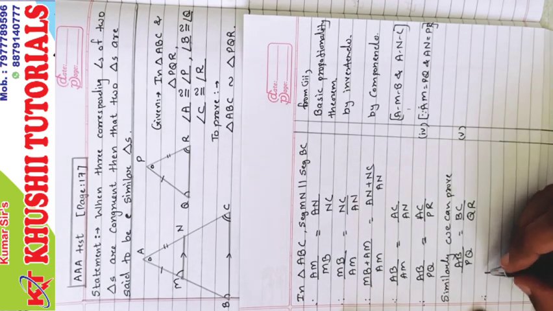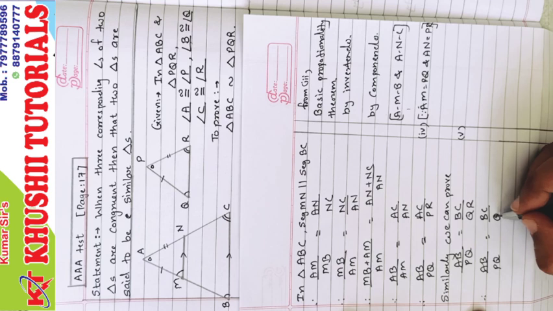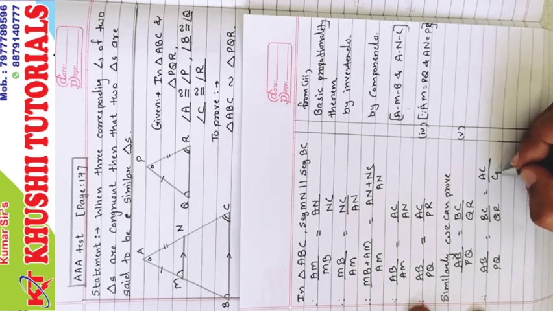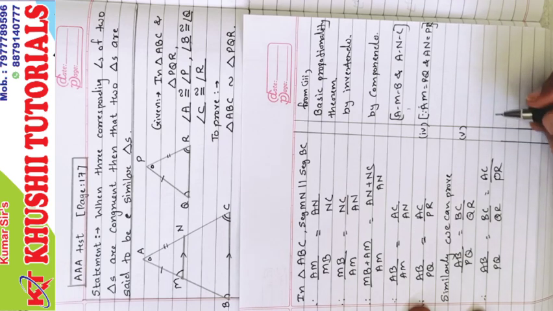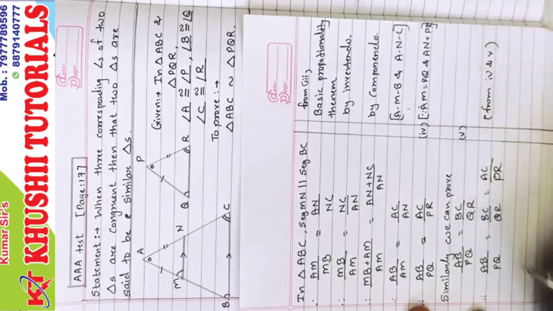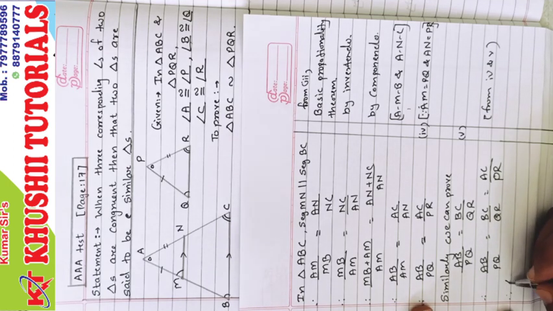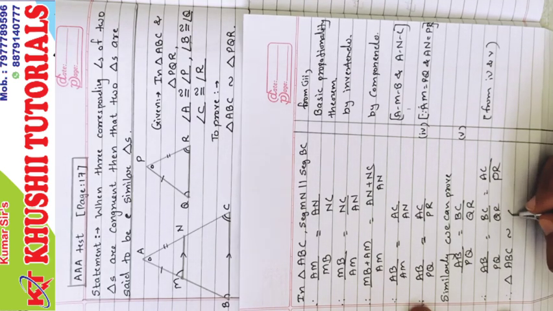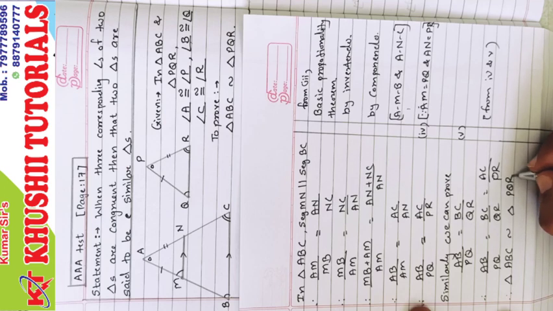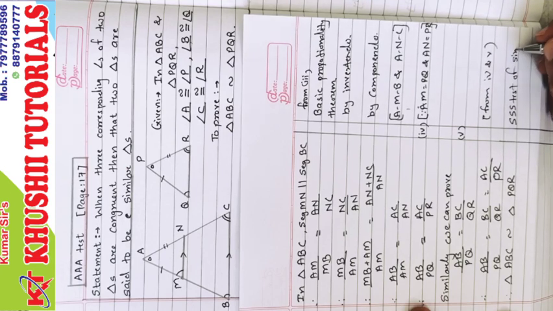Therefore AB upon PQ equal to BC upon QR equal to AC upon PR. Reason will be from 4 and 5. As corresponding sides are proportional, triangles are similar by SSS test of similarity, and therefore triangle ABC is similar to triangle PQR by SSS test of similarity.